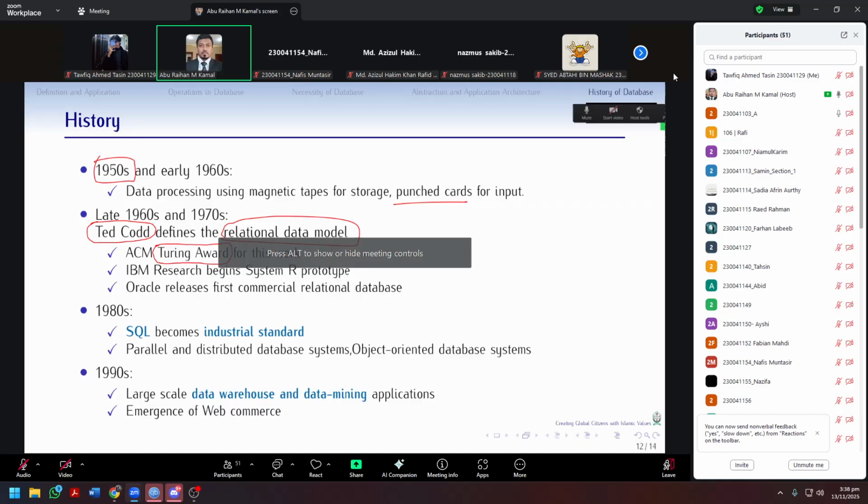And then two companies actually started the work. One is IBM with the System R prototype, and then Oracle database. They released their first database at that time. Okay.